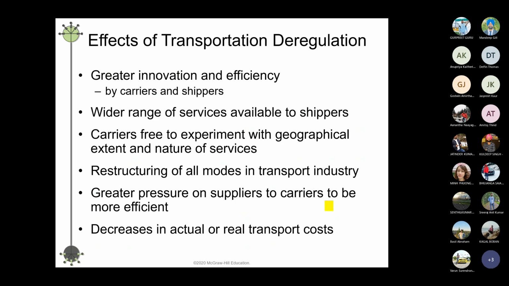Effect of transportation deregulation. So after governments decided to release their control over transportation and give it away to freedom of transportation and freedom of business, there are lots of benefits brought by that. So this is also an interesting slide.